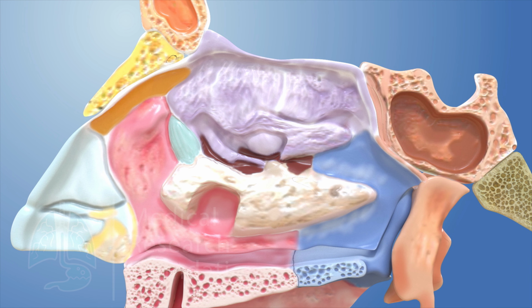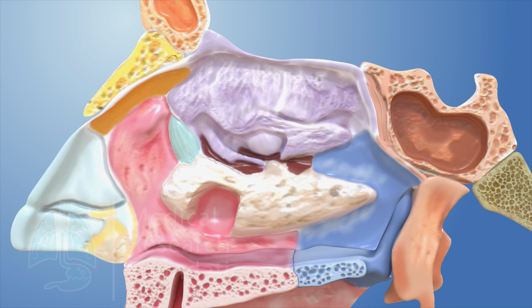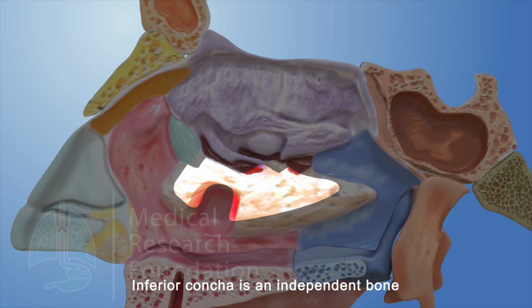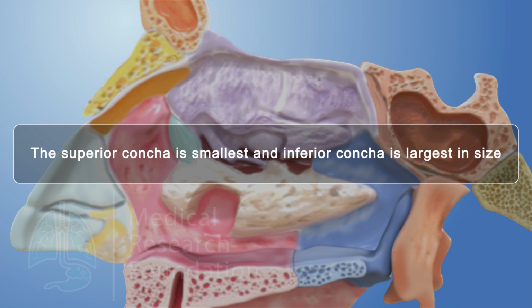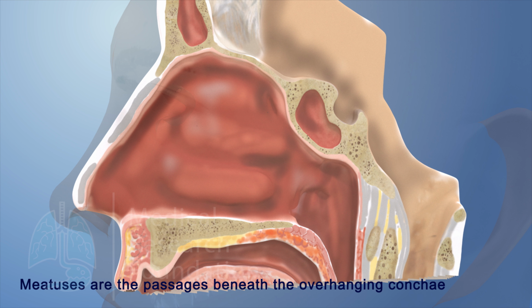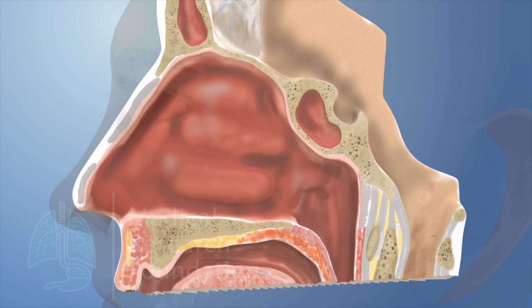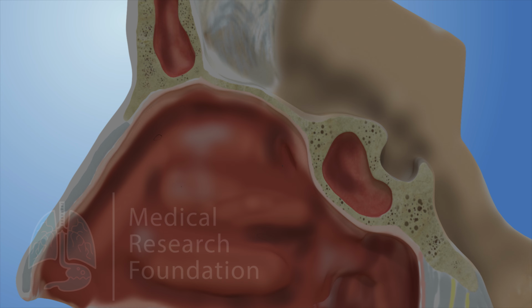Conchae. Superior and middle nasal conchae are projections from the medial surface of the ethmoidal labyrinth. The inferior concha is an independent bone. The superior concha is smallest, and the inferior concha is largest in size. Meatuses are the passages beneath the overhanging conchae. They are visualized once the conchae are removed. Inferior meatus is the largest and lies underneath the inferior nasal concha.